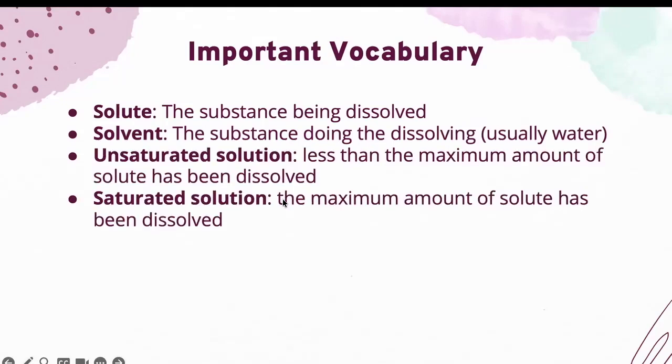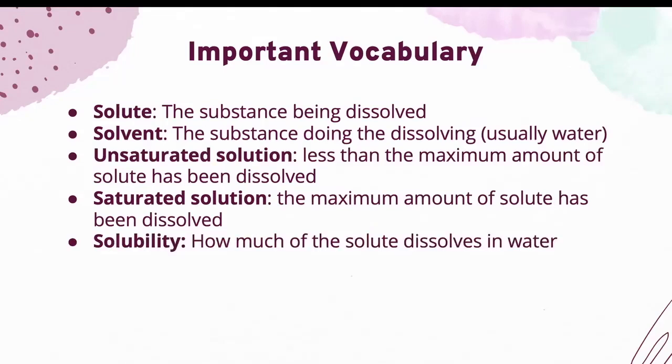There are also two different kinds of solutions we're going to be talking about. There is a third one, but it's not as relevant to this unit. So there's an unsaturated solution and a saturated solution, and the third one is supersaturated. An unsaturated solution is when less than the maximum amount of solute has been dissolved in the solvent. Basically, that means that you can put more solute in and it'll still dissolve. But you can't do that in a saturated solution. A saturated solution has the maximum amount of solute dissolved in it.